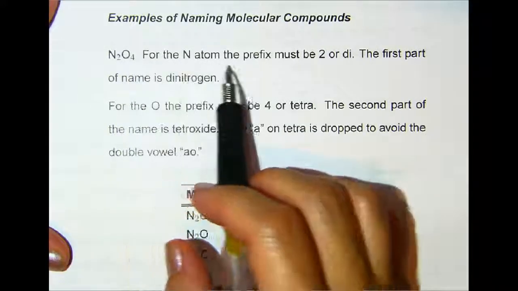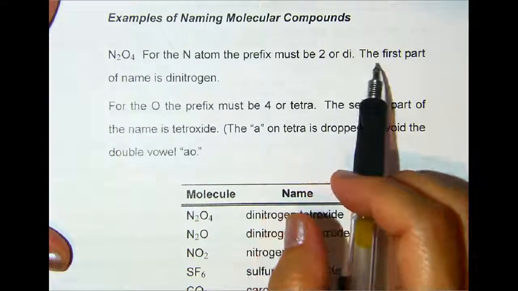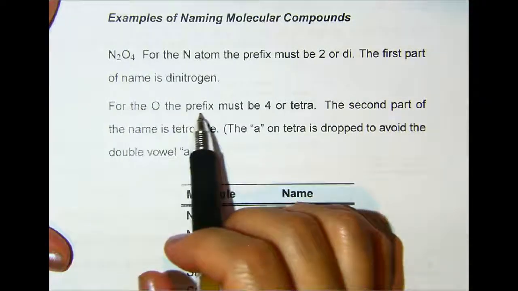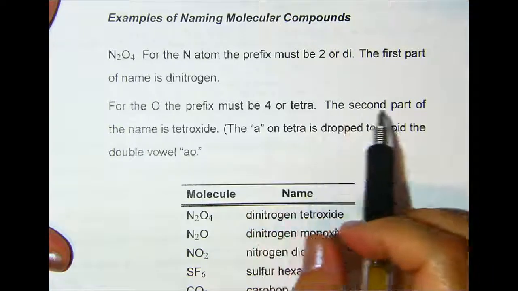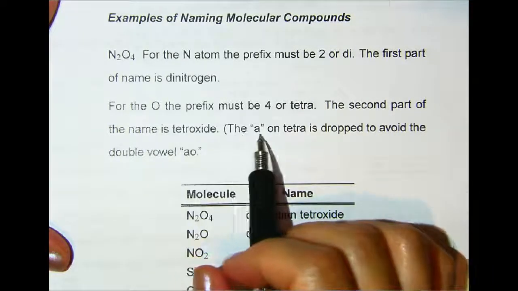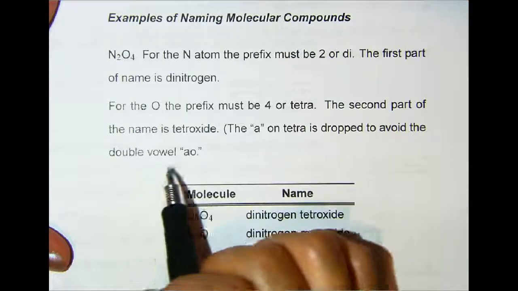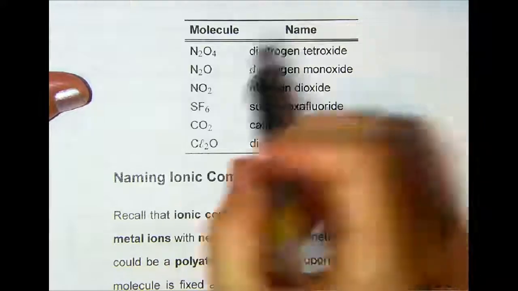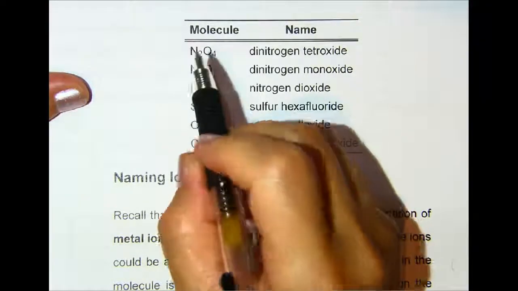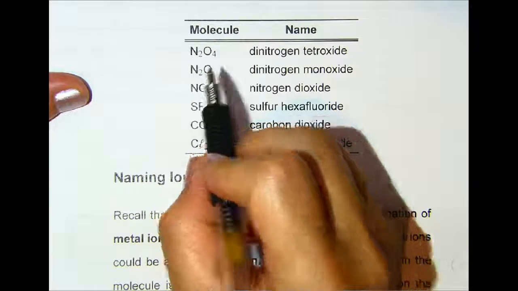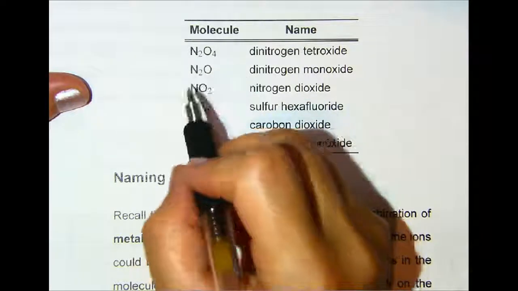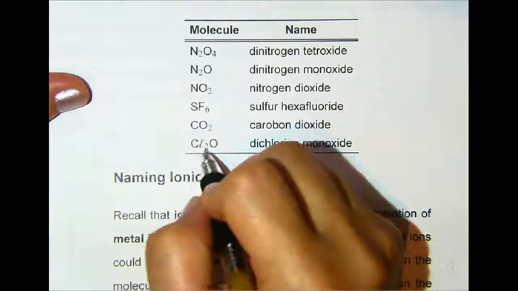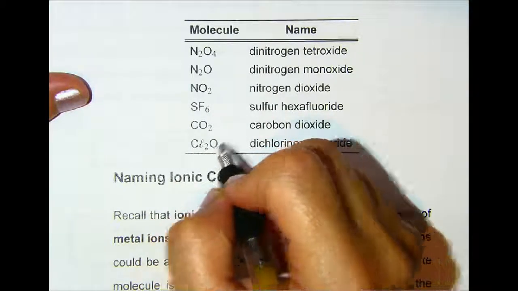Examples of naming molecular compounds. N2O4. For the N atom, the prefix must be 2 or di. The first part of the name is dinitrogen. For the oxygen, the prefix must be 4 or tetra. The second part of the name is tetroxide. The A on the tetra is dropped to avoid the double vowel AO. So here are some examples of molecules and their molecular names. Dinitrogen tetroxide, dinitrogen monoxide, nitrogen dioxide, sulfur hexafluoride, carbon dioxide, and dichlorine monoxide.